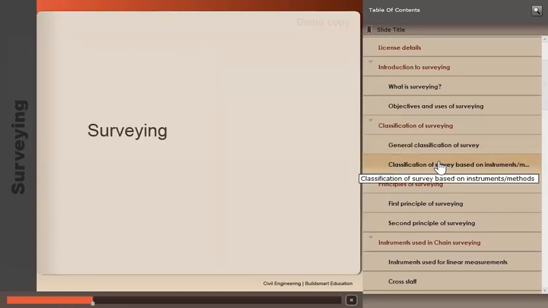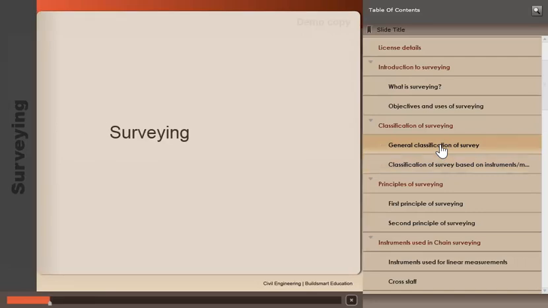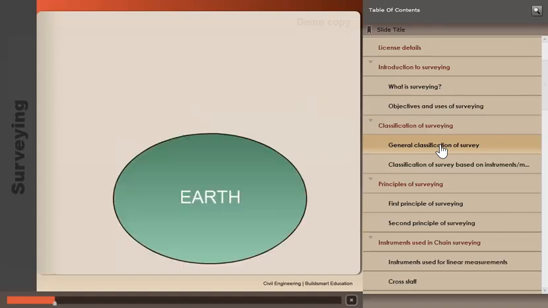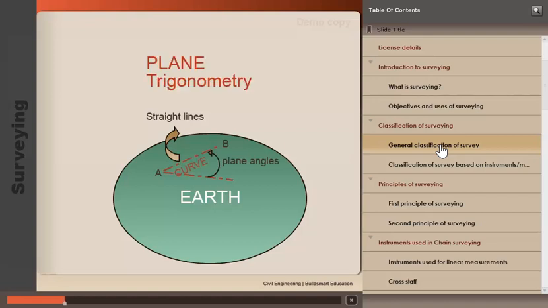Surveying can be classified into 2 types: plane surveying and geodetic surveying. What is plane surveying? Consider the Earth. Any measurement we take on the Earth is actually a curve. But when we do plane surveying, we consider these curves as straight lines. And the angles between the curves are considered as plane angles. So plane trigonometry rules can be used on these measurements.